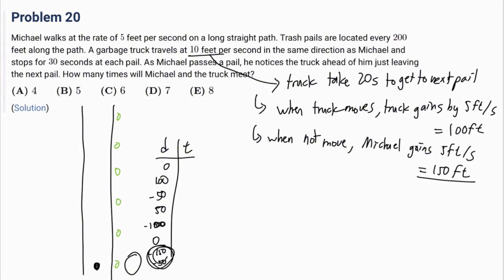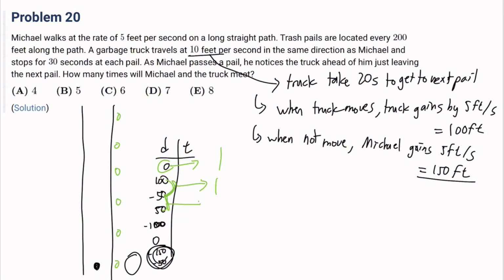So after this, it's all going to be negative values. And so that means the number of intersections, so the number of meetings, is just within these. And so from this 0, we have 1 meeting. And between 100 and negative 50, we will have 1 more 0, so that's 1 more.